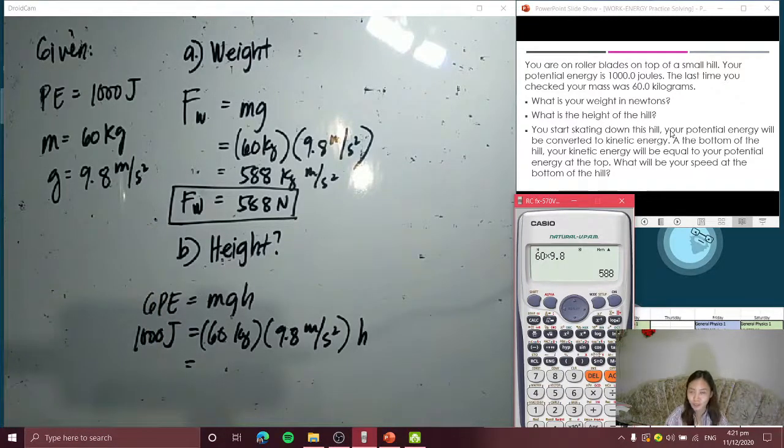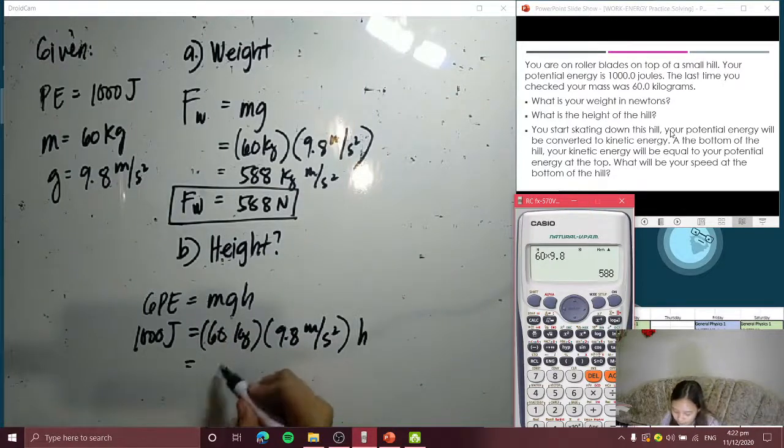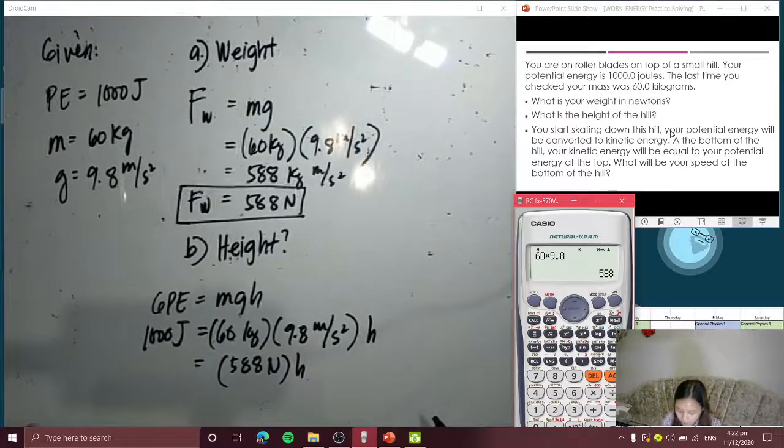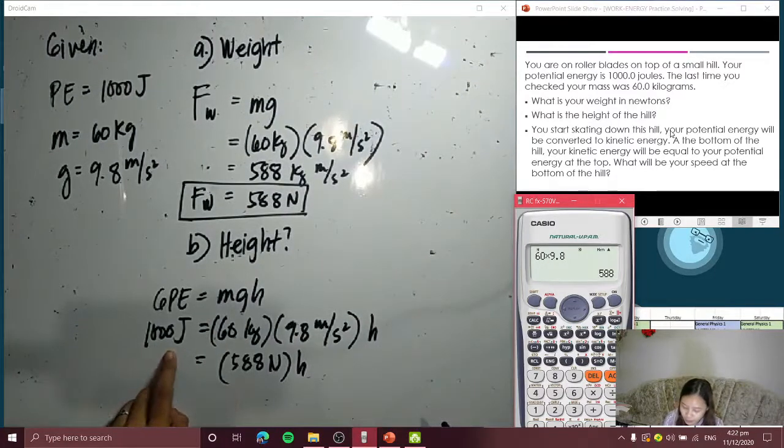That is what you are exerting. Now, in our equation here, you have the variables m and g, and you multiply them. So, meaning, whatever your weight is, it is the same value as the mg in the equation. So, we have here 588 kilogram meter per second squared, that is equal to newtons times height. Okay. So, to cancel the units, our joules become newton meter.